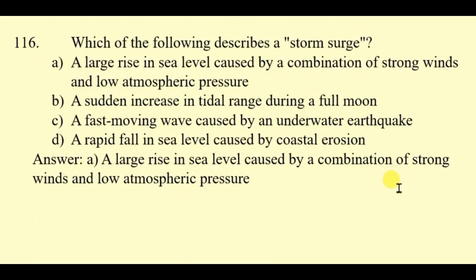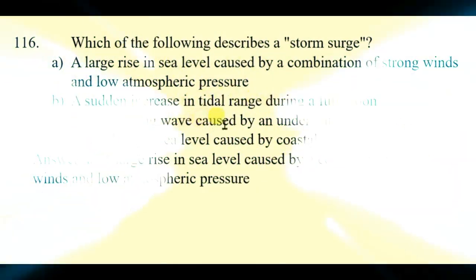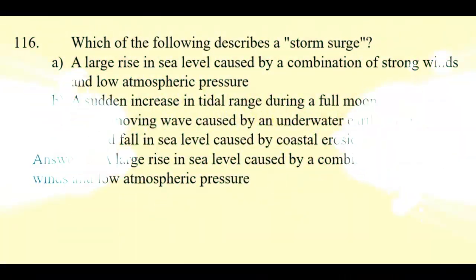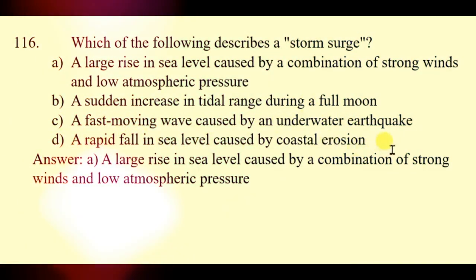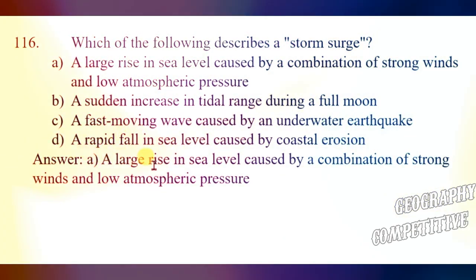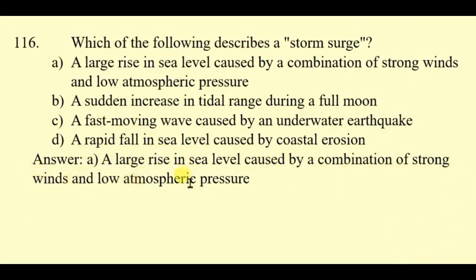Question 116. Which of the following describes storm surge? A large rise in sea level caused by a combination of strong winds and low atmospheric pressure, a sudden increase in tidal range during a full moon, a fast-moving wave caused by an underwater earthquake, a rapid fall in sea level caused by coastal erosion. Here the correct answer will be a large rise in sea level caused by a combination of strong winds and low atmospheric pressure.